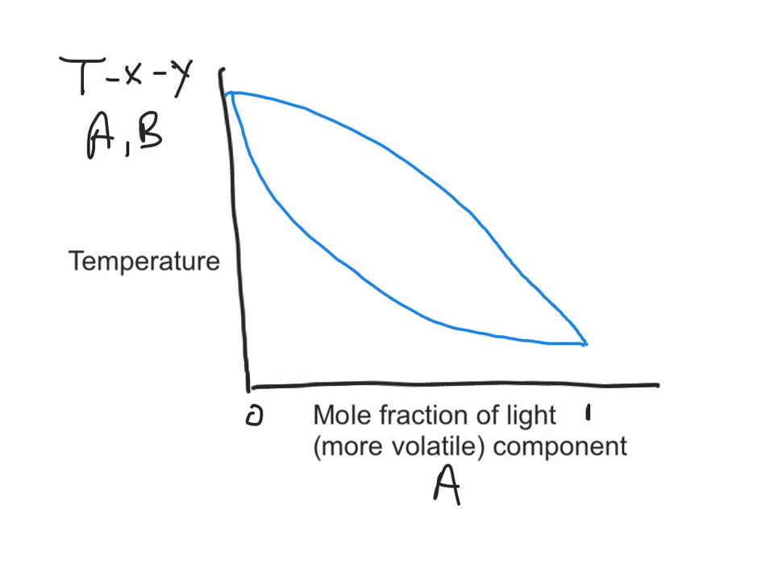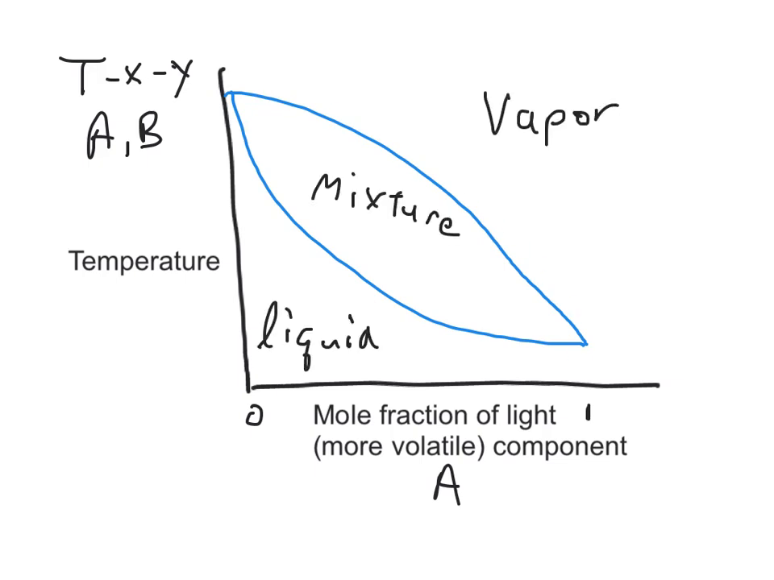What it shows you here are several lines. I have a line here and a line here. Well, what do these lines represent? These lines represent the division between different phases of our binary component system.